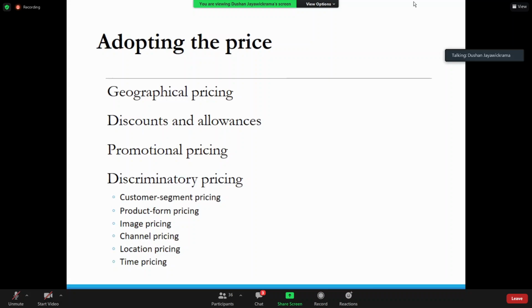Discriminatory pricing. Different customer groups are charged different prices, like customer segment pricing. Foreigners at a price, locals at a price. Location pricing: at the cinema, if you're watching a movie, the front is cheaper, the back is expensive.